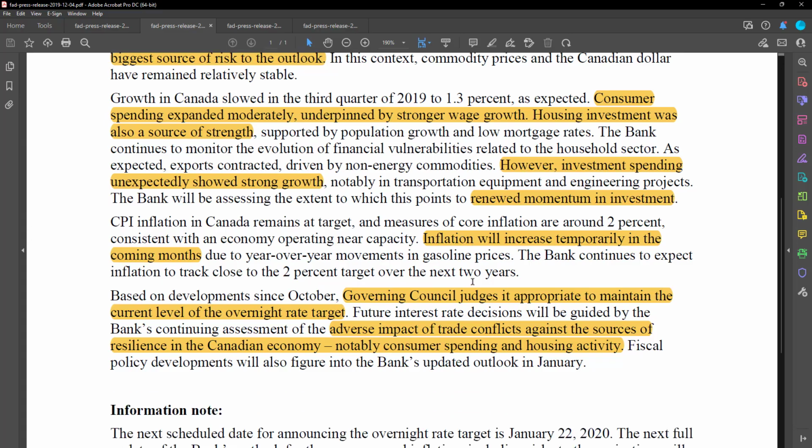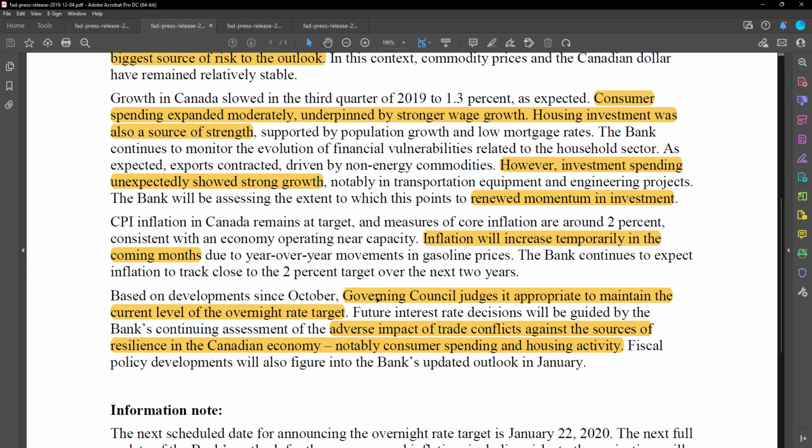Then the final few points, inflation will increase temporarily in the coming months. So that's important because it tells you they are expecting inflation to go up, but they also say it's temporary. So it shouldn't really concern them. And if you see that in the economic data, it probably doesn't warrant a trade, even if it moves above their target rate.